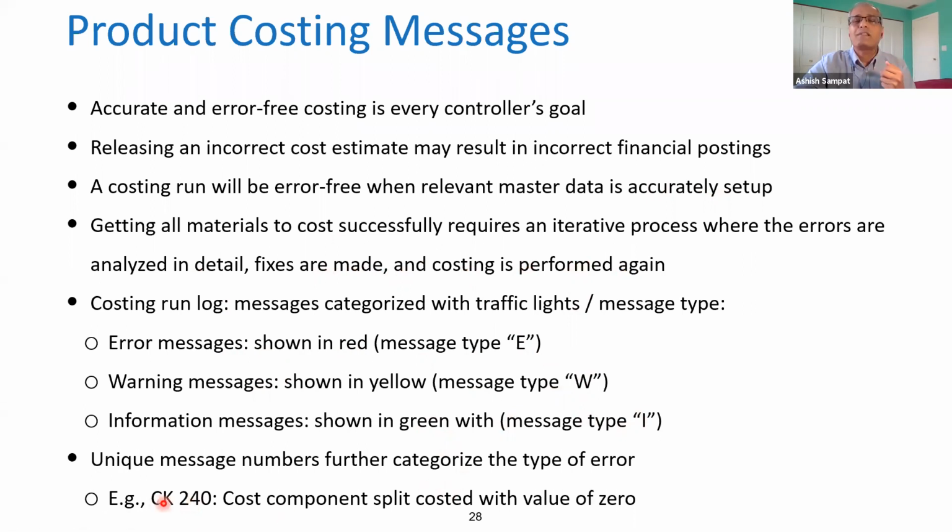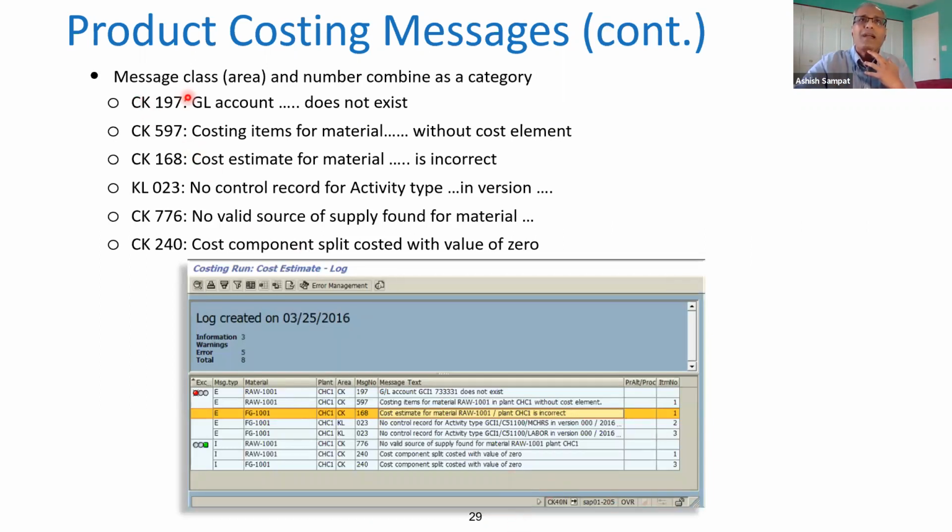An example could be CK240, cost component split costed with value of 0. Those who are totally new may get confused. What does it mean? I don't know what to do. But those who have seen SAP and have done costing for a long time know it basically means that the rolled up cost was 0. There was no answer, and that's why it gave you that error. So those messages at times are cryptic. We have some examples here: CK197, G/L account does not exist; costing items for material without cost element, and so on. So message class and message number are important. KL023, no control record for activity type in a specific version. Those are real examples that came up in this system with this screenshot.